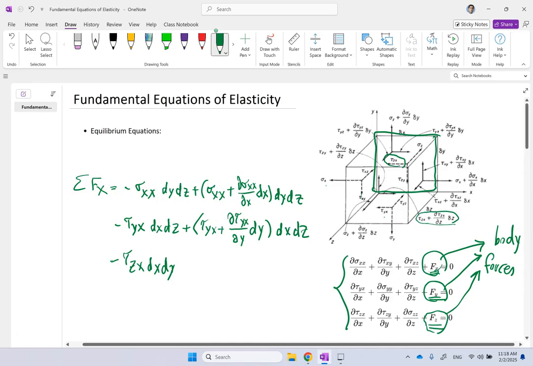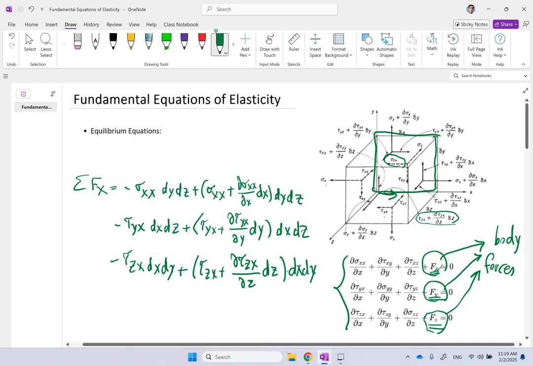And the counterpart of that is this guy here in the front face. So plus tau zx plus partial of tau zx with respect to x dx. Okay. Or with respect to z dz, I'm sorry, times the area of the front, which is also dx dy.